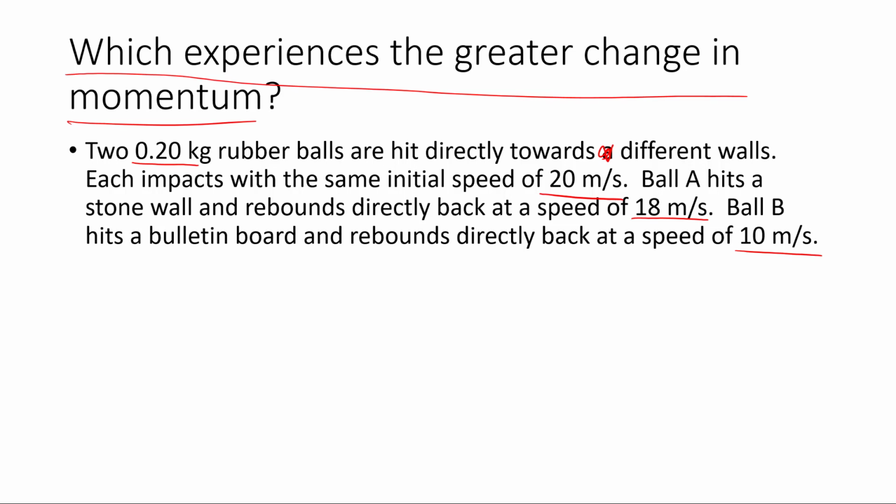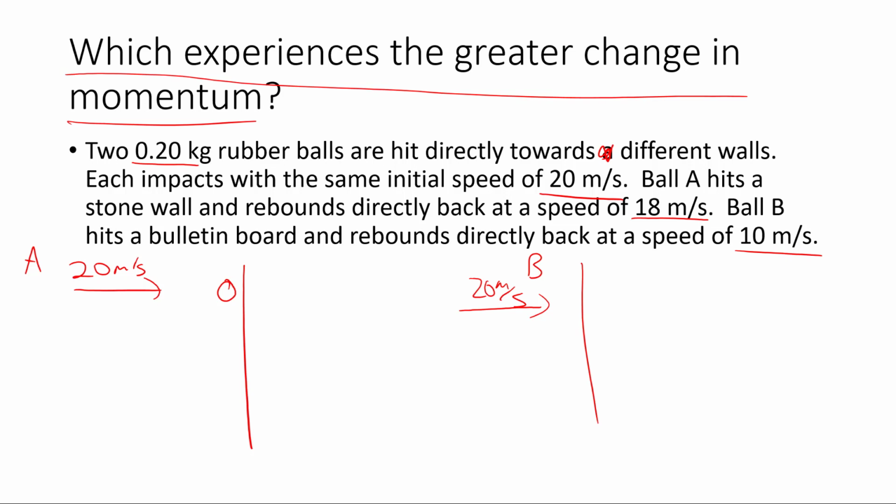So if you think about this for a second, they both start out at the same speeds. So this is going to be A. They hit the wall at 20 meters per second. I'm going to do two walls, one wall over here and one wall over here, B. 20 meters per second. And they bounce off with a new velocity. This one, 18 meters per second. And this one is going to be 10 meters per second.